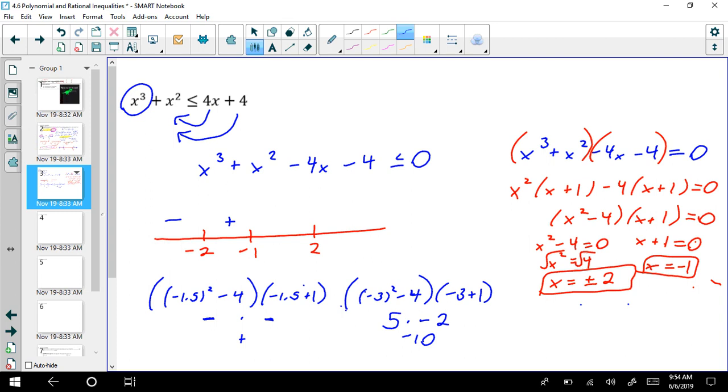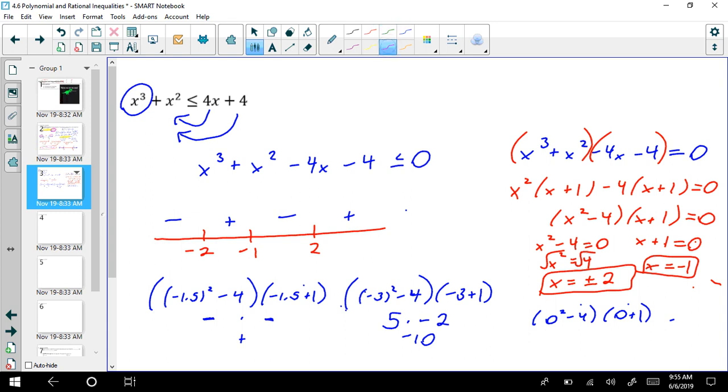Then you'd want to check something between negative 1 and 2. I would do 0. So if you plug 0 in, we'd get a negative 4 times 1. I'd get a negative number out. And then you'd want to pick something bigger than 2. I'd pick 3. And I'll tell you, if you plug 3 in, you get a positive number out. So now let's answer the question.